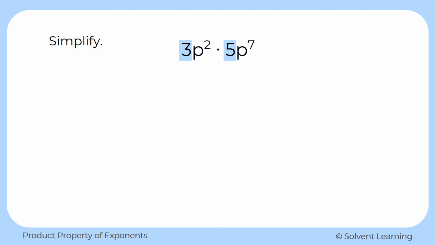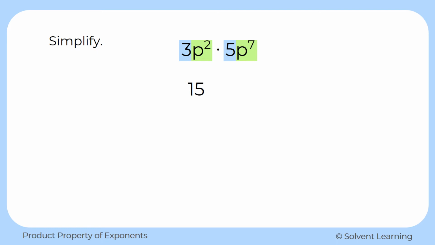But since we're just multiplying these expressions together, in order for us to simplify this, we're going to multiply those coefficients together. So we're going to simplify this in 2 steps. First, we'll multiply those coefficients, and then we'll go on to multiplying the parts that have the variable with the exponent. So we have 3 times 5. That will give us 15. And now we can move on to the p squared times p to the 7th power.